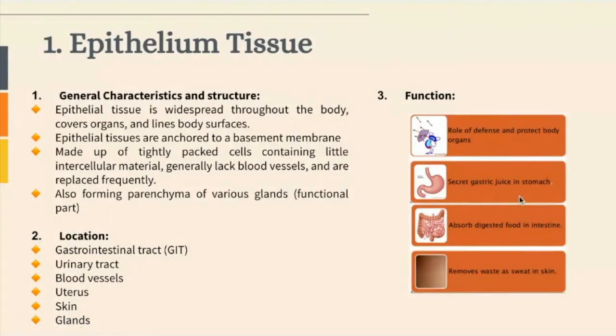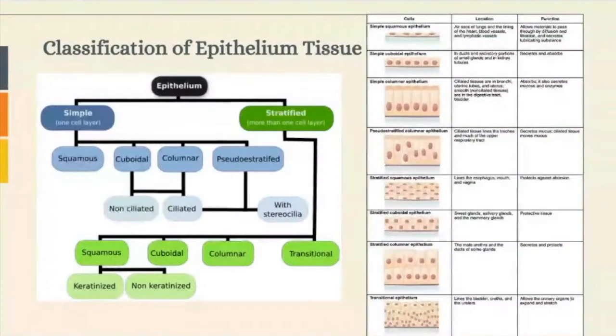This is the main function of epithelial tissue. They play a role in defense and protecting body organs because they make up the lining of our organs. They secrete gastric juice in the stomach, absorb digested food in the intestine, and also remove waste as sweat in the skin. So this is the main role or function of epithelial tissue.